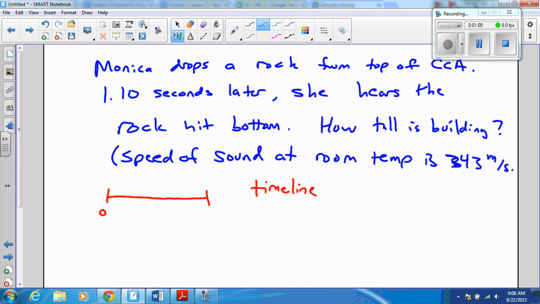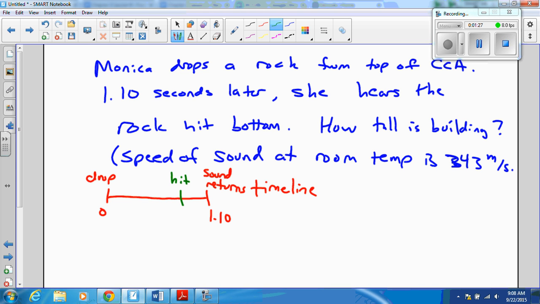And what we know is that the entire time interval is 1.10 seconds. The drop happens here, and the sound comes back here. And what happens in between is the actual hit.